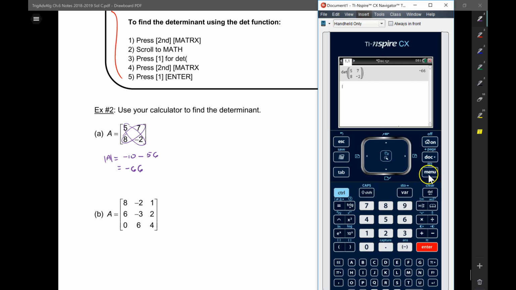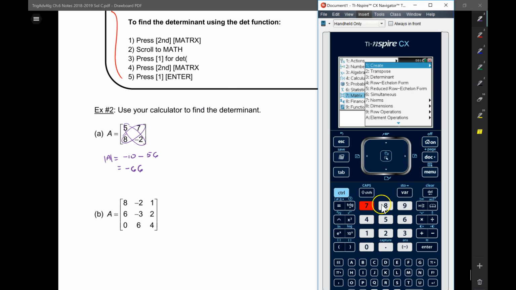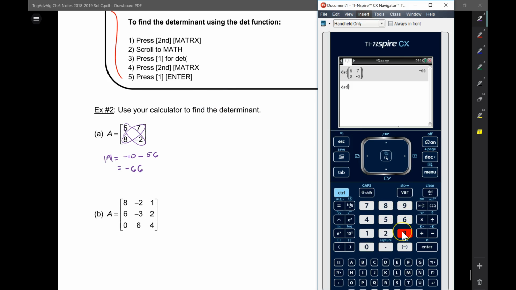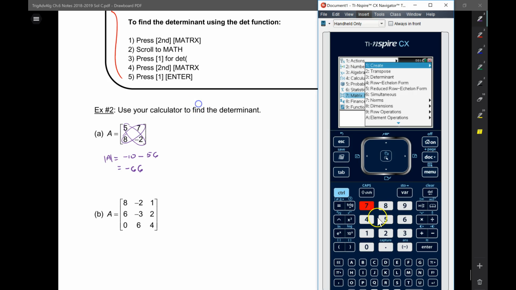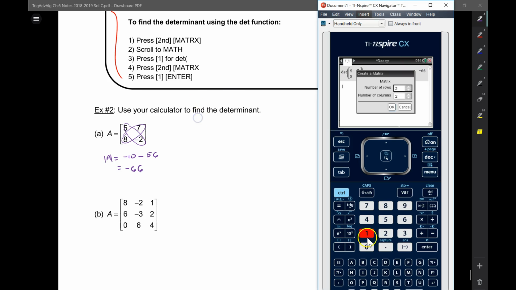So, menu, 7, number 3. And now inside, let's put a matrix. Menu, 7, 1, 1. And this time I want to do a 3 by 3. And if you go on the arrow here and press up, you could get your 3 by 3.